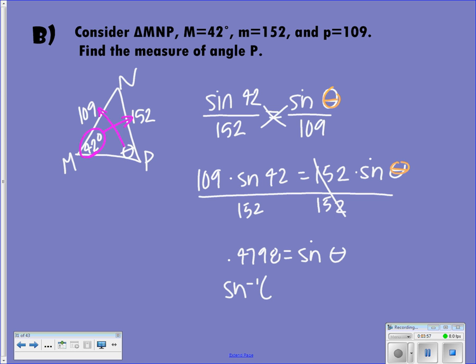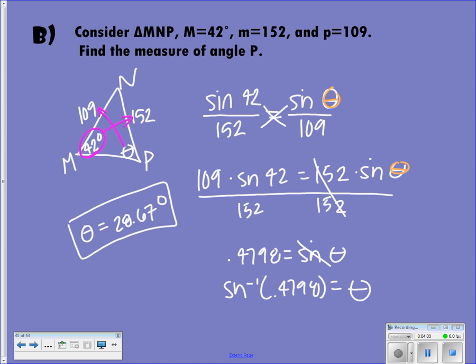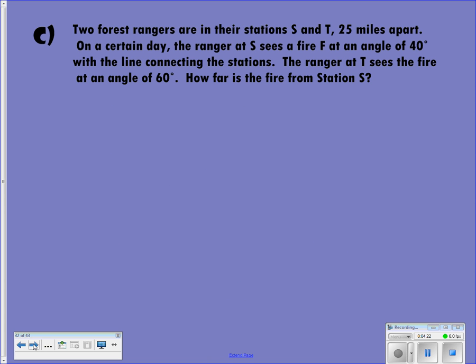So sine inverse of 0.4798 should give me theta, because that'll cancel out my sine. And then I should get an angle of 28.67, and then labeling it degrees because I found the angle. Okay, so I think a little bit more straightforward from yesterday. Just keep in mind when you very first set up this proportion, the angle goes on top and this side goes on the bottom. Okay, so let's try our next story problem.